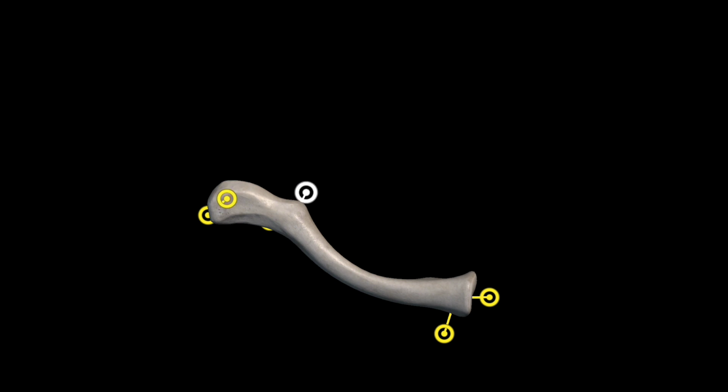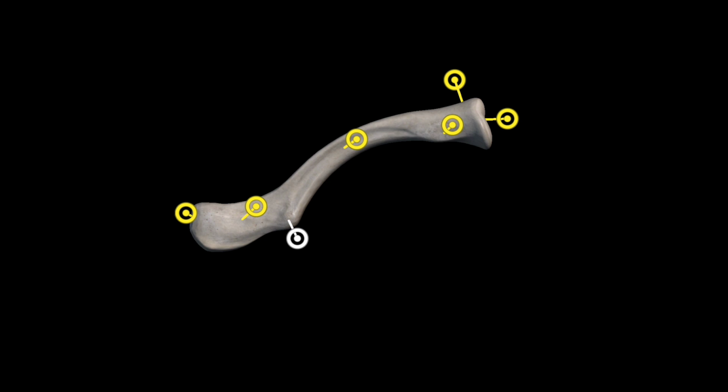Also on the posterior side you can see the conoid tubercle. On the inferior side, you see here the trapezoid line. Okay, here is the subclavian groove, here is the costal tuberosity. So this is the sternal side.